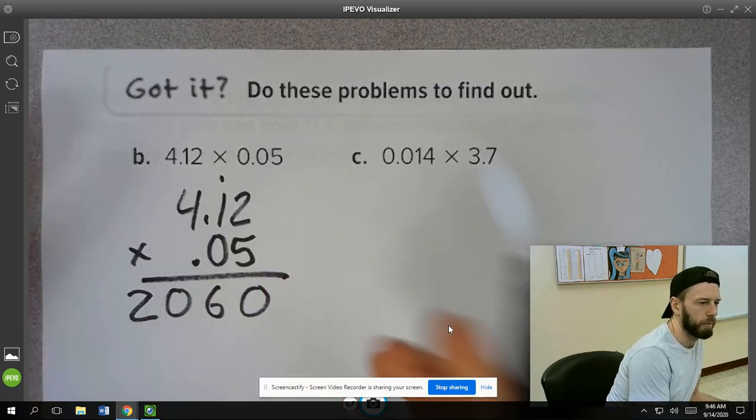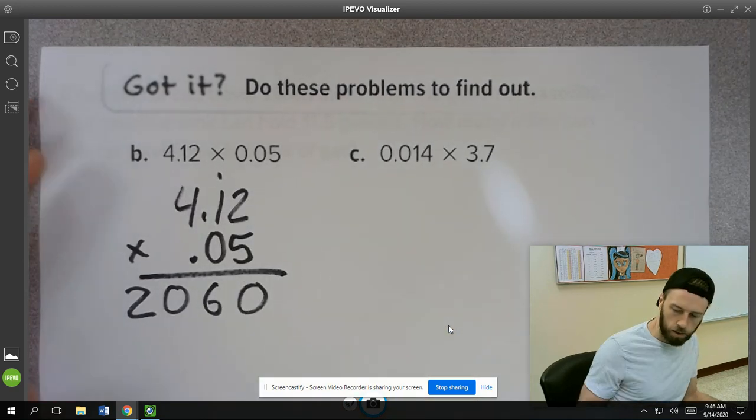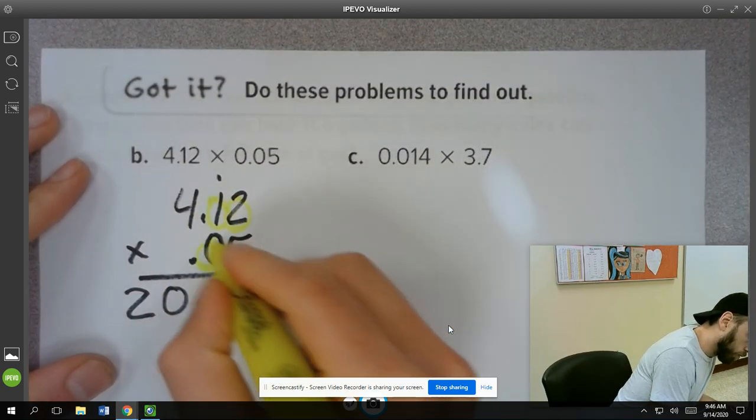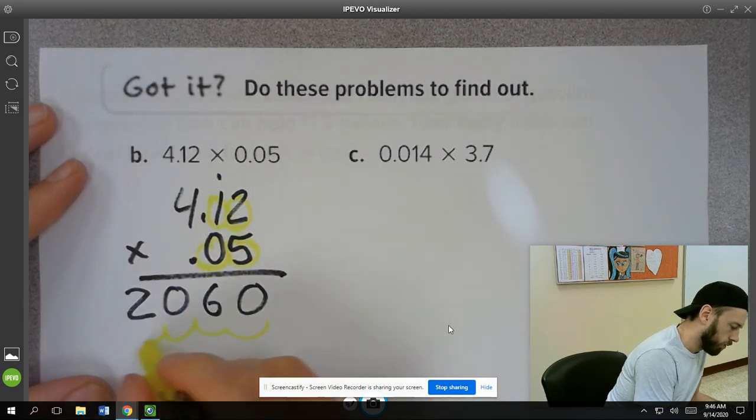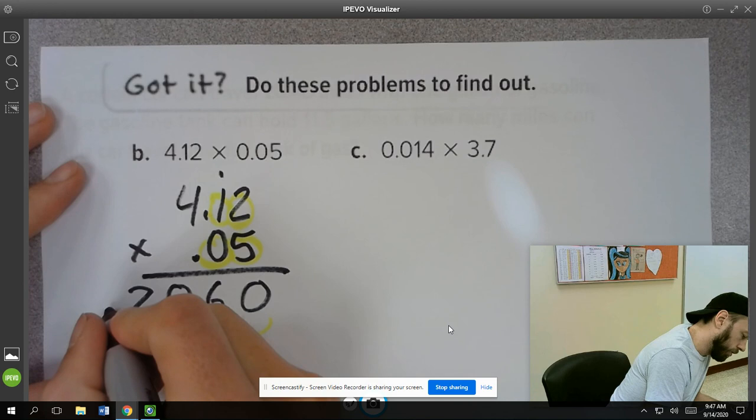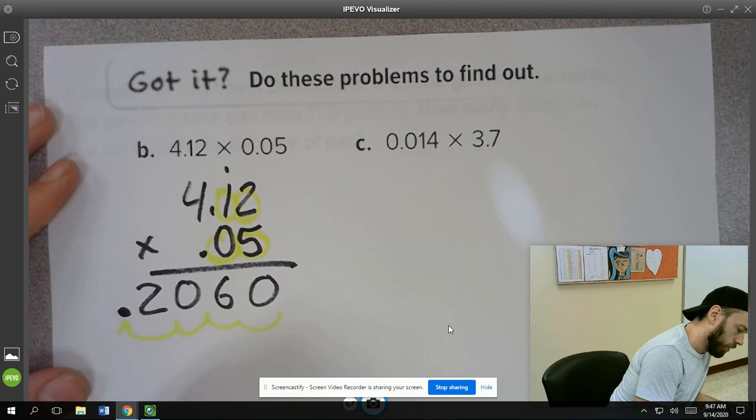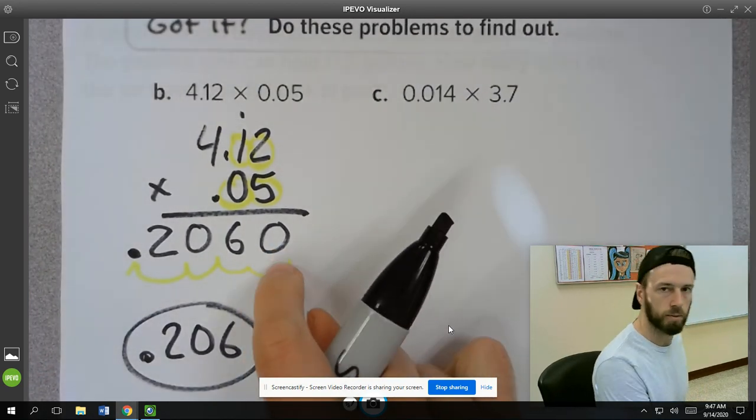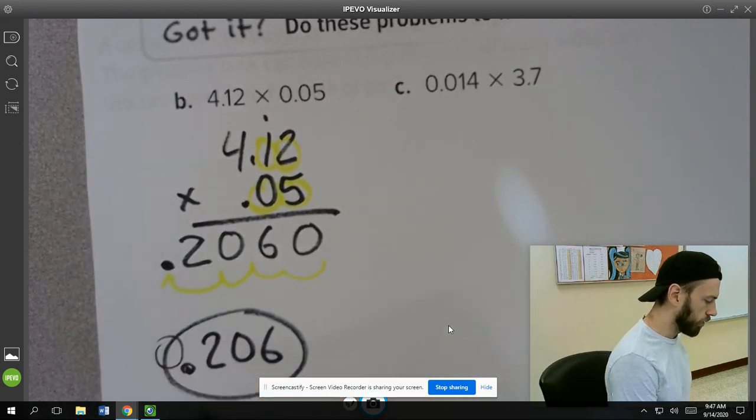I could multiply through by the 0 here, but I'm not going to, because it's just going to give me a row of zeros. So I'm just going to go ahead and count my places. 4 decimal places to the right of my decimal points. These are decimal zeros right there, and the answer is 206. You don't necessarily have to include the 0 on the end of this because it doesn't really have value there. Some people like to put the zeros in front of there. That's okay too.